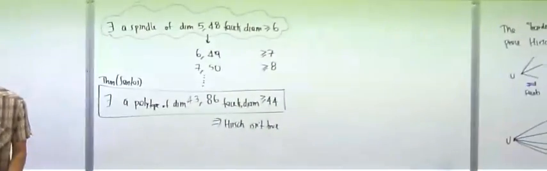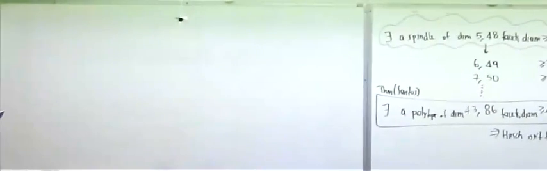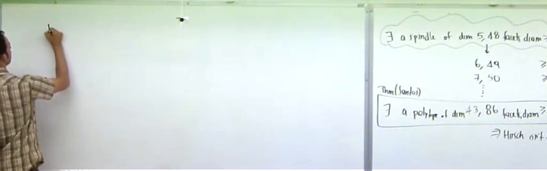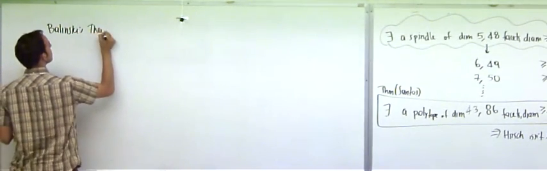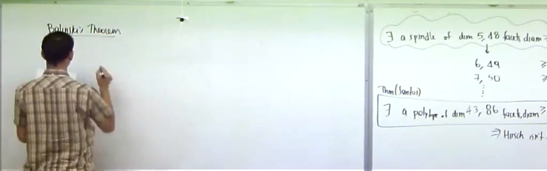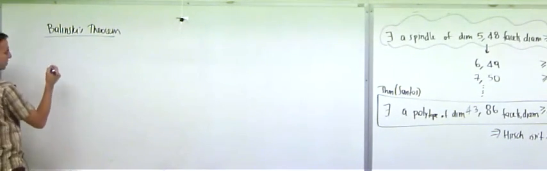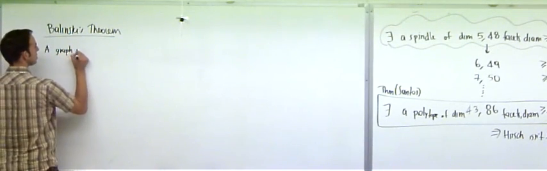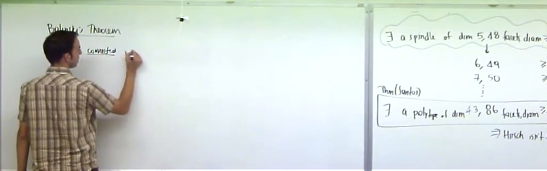Okay, so the other thing that I want to tell you today is a little bit more about the graph of a polytope. I want to talk about something called Balinski's theorem. So let me just introduce a little bit of terminology from graph theory. We say that a graph is connected if there is a path between any two vertices.